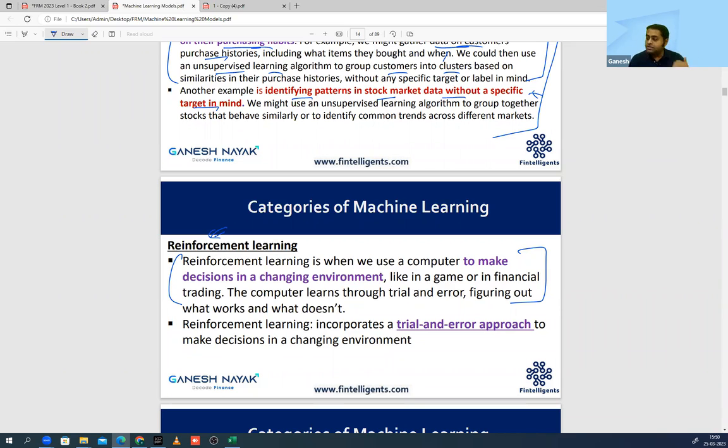So what is reinforcement learning? It is making decisions in a changing environment. When you're playing a game, things will change every single time. So he will keep on losing, but he'll keep on learning, and he will refine his understanding. He will learn through trial and error, the same example of a mouse in the maze. Reinforcement learning is more like a trial and error approach, and it takes a lot of time for the model to learn. That is how all of these models are being trained.